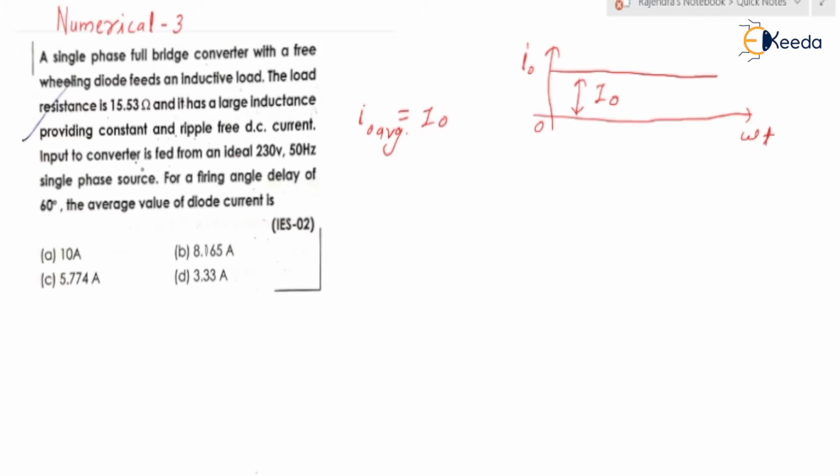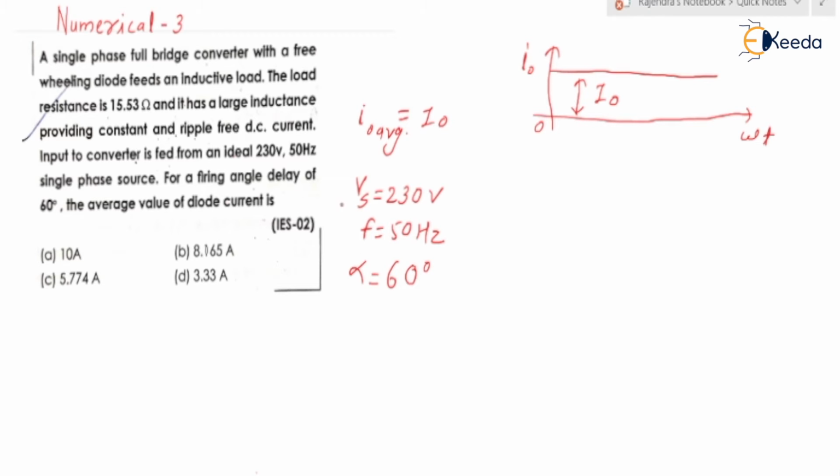Next, the input to the converter is fed from an ideal 230 volt 50 hertz single phase source. So Vs is equal to 230 volt and the frequency is 50 hertz. Next, for a firing angle delay alpha equal to 60 degree, it is given that alpha is equal to 60 degree.